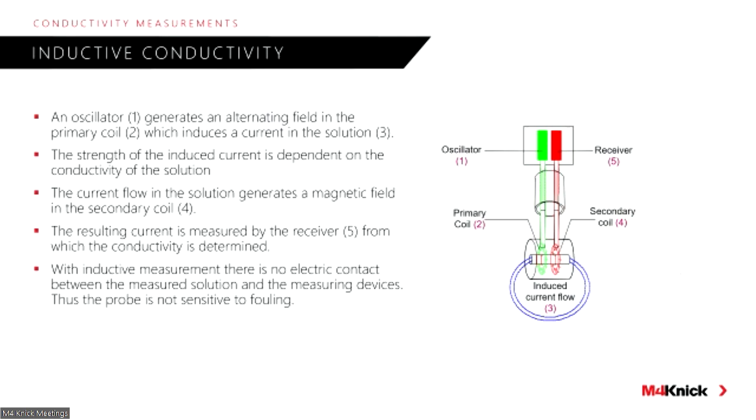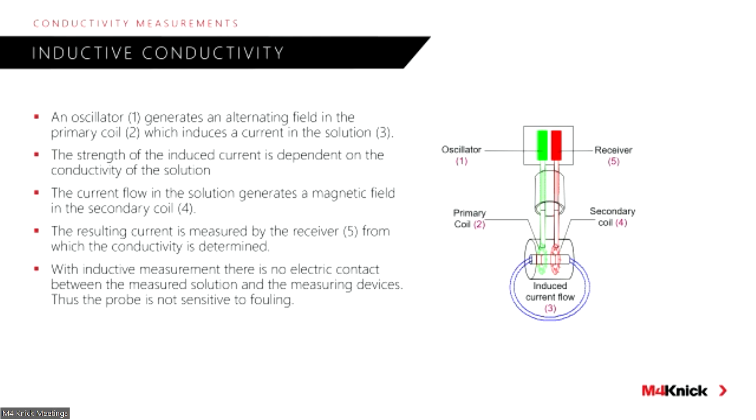And then third, and finally, the last technology that we're going to spend a little bit of time talking about is what is referred to as inductive conductivity, or often toroidal sensors. For those of you that have some familiarity, these are the donut style sensors, if you will, that you may have within your facility.